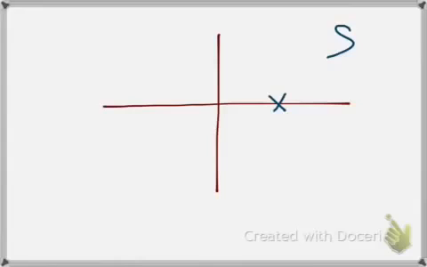If you have a root on the imaginary axis, the system is said to be marginally stable. And if you have all the roots on the left half of the S-plane, the system is said to be stable. So depending on this, you can tell a system is stable, marginally stable, or unstable.